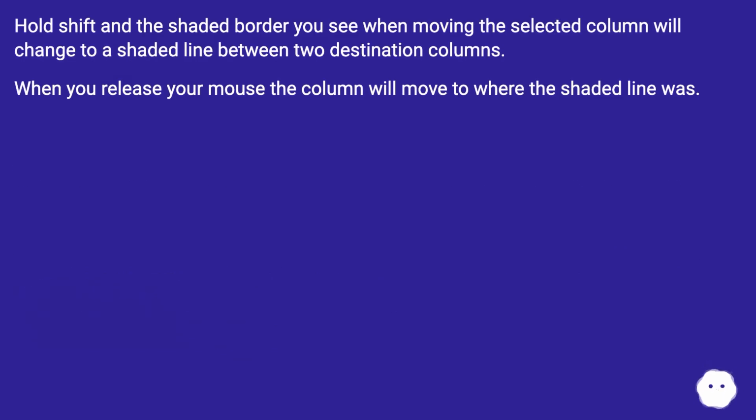Hold Shift and the shaded border you see when moving the selected column will change to a shaded line between two destination columns. When you release your mouse, the column will move to where the shaded line was.